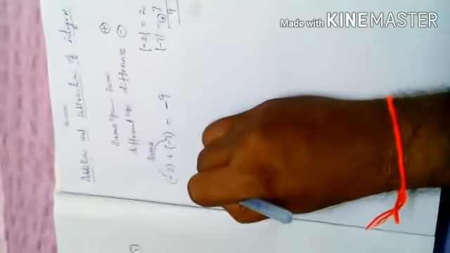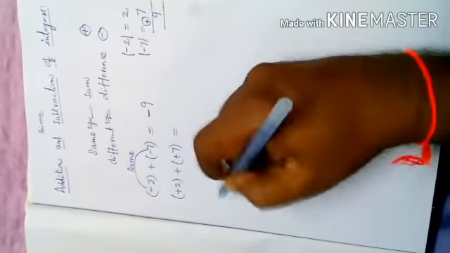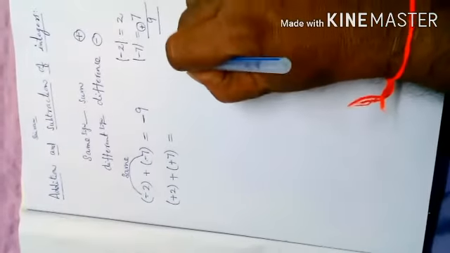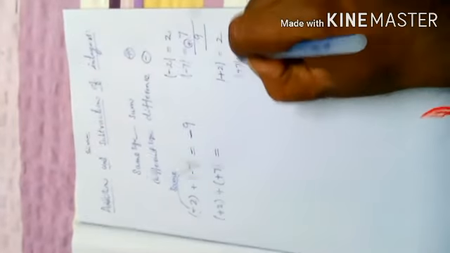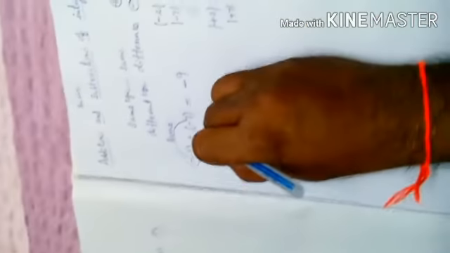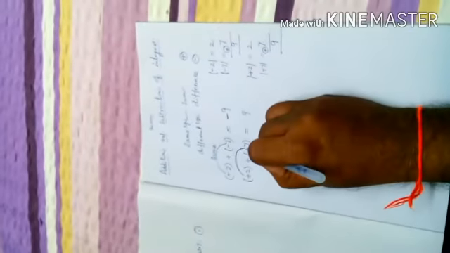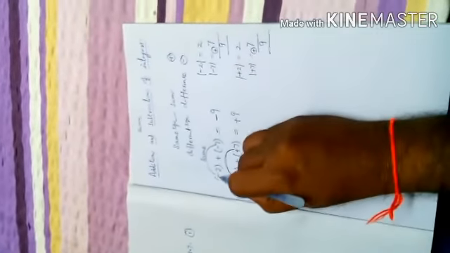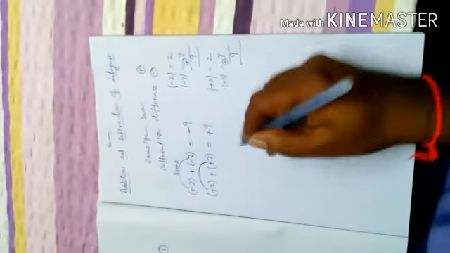If I take one more example, +2 plus +7 is equal to, what is the answer? The same way, the absolute value of +2 is equal to 2. The absolute value of +7 is equal to 7. Both are the same sign. Same sign means we have to go for sum. 2 plus 7 is equal to 9. Both are positive, that's why +9. Here both are negative, both are girls, that's why girl 9. Both are boys, that's why boy 9.